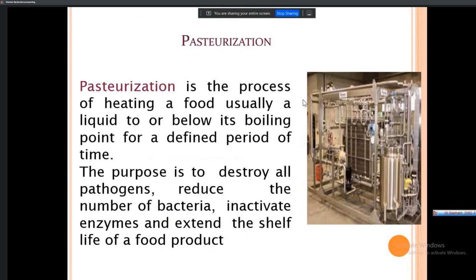Physical method. Pasteurization is the process of heating a food, usually a liquid, to or below its boiling point for a defined period of time. This process is very common in milk processing, and the purpose of pasteurization is to destroy all pathogens, reduce the number of bacteria, inactivate enzymes, and extend shelf life of the milk product mainly, or some juices. This method is also done to prolong the life of fruit juices. Not only milk, for fruit juices this is also common.